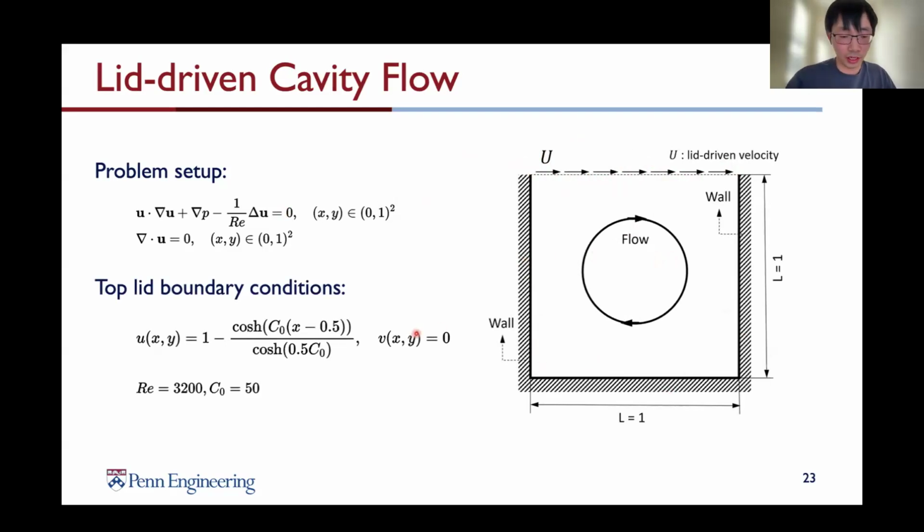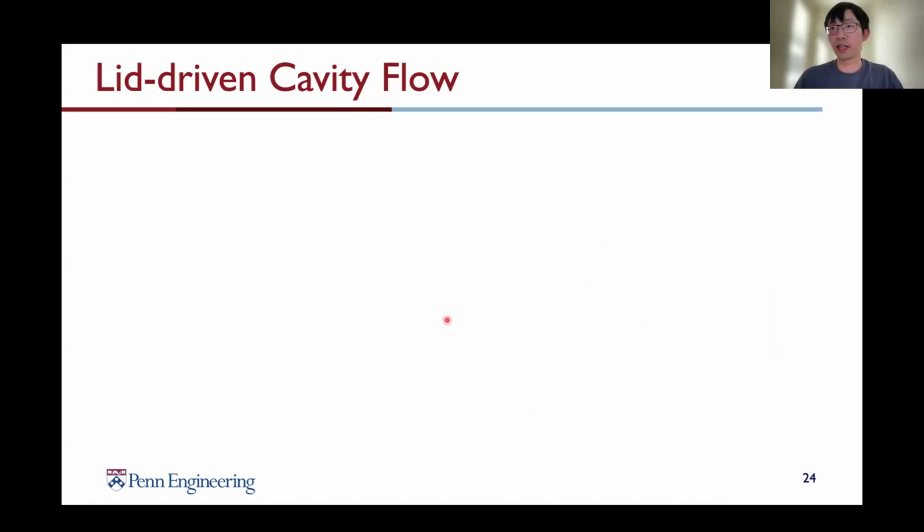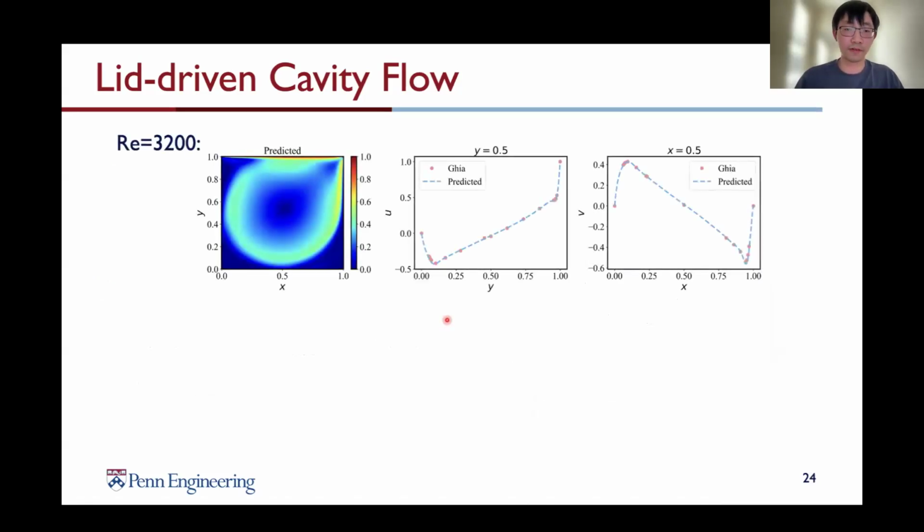To avoid singularities on the top 2 corners, we use this soft boundary conditions on the top lid. And for this benchmark, we consider relatively large Reynolds number, 3,200. And for C0, we choose 50. And in this slide, I just show some results. The first row just shows the predictions and the comparisons between predictions and this well-known reference solution. You can see we get a good agreement with each other.